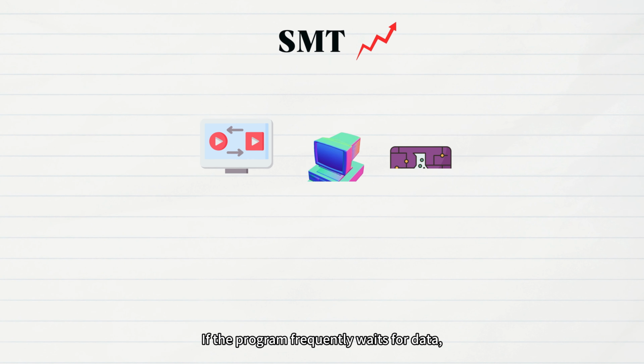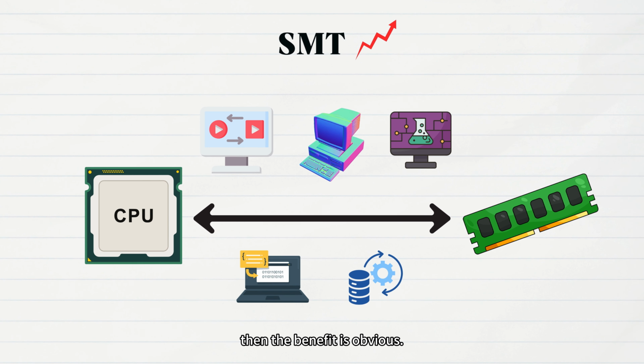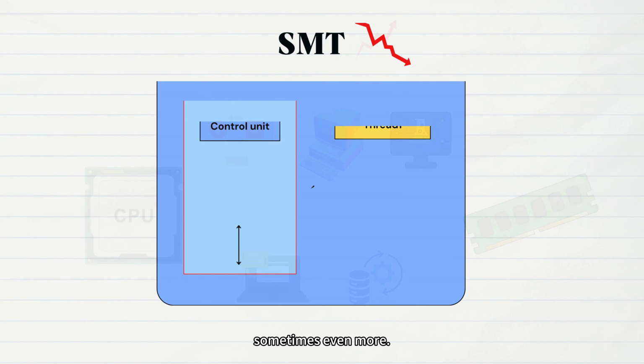If the program frequently waits for data, then the benefit is obvious. For example, video encoding, 3D rendering, scientific computing, large-scale software compilation, database processing. These tasks typically generate a lot of memory accesses. The CPU is often in a waiting state. SMT can effectively use these idle cycles. Performance improvement might reach 20% to 40%, sometimes even more.